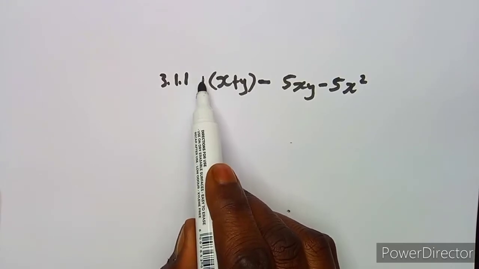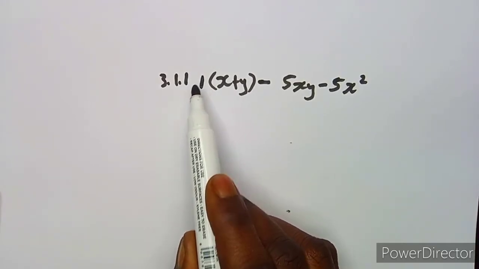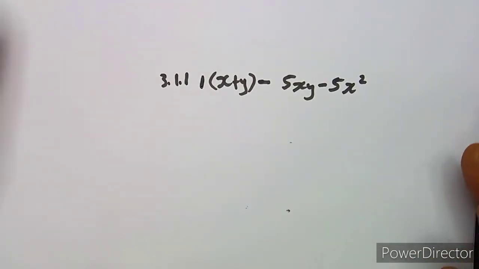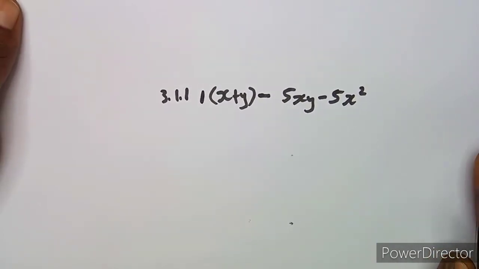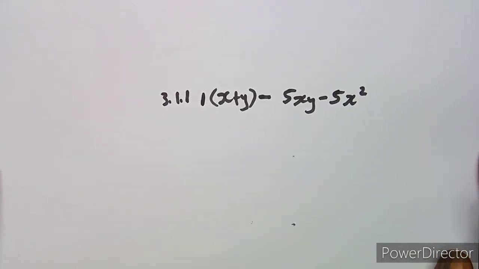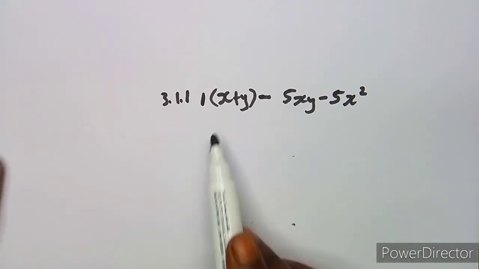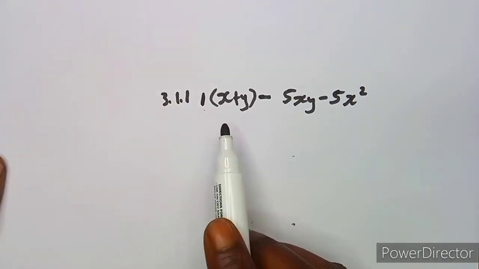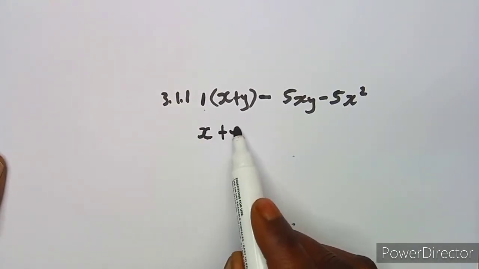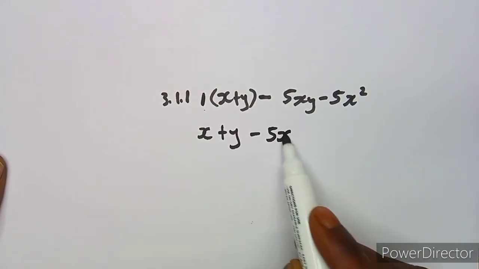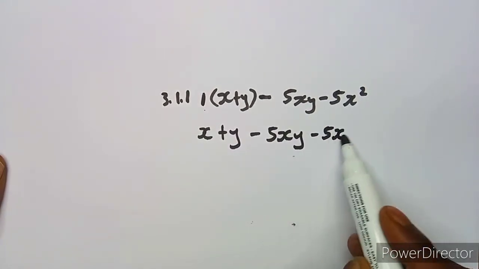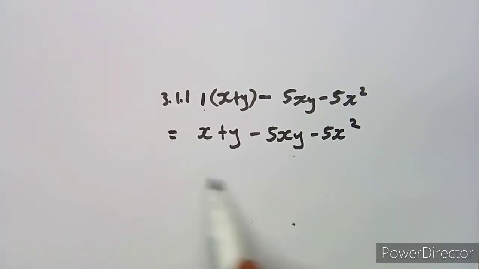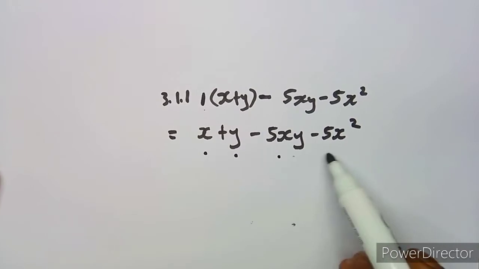So 1 is actually expanding. If the number is not indicated, it means there is a 1. So that's 1 times x, which is going to give us just x plus y there, minus 5xy minus 5x squared. So what is the purpose of expanding like this? So that we can have 1, 2, 3, 4 terms. So now we have got 4 terms, which means factorization is possible.